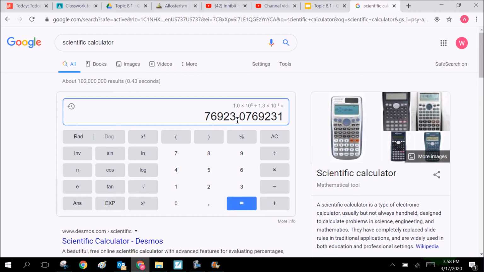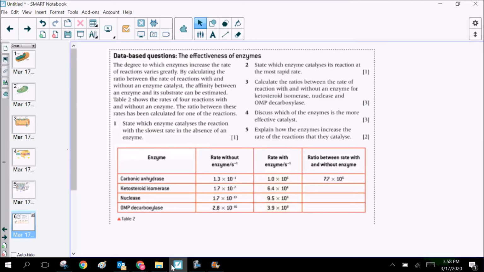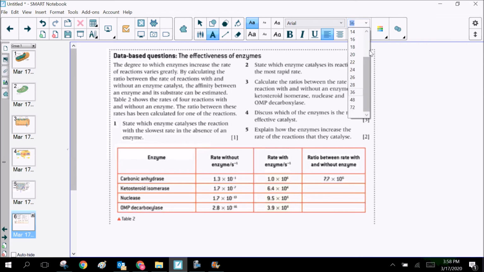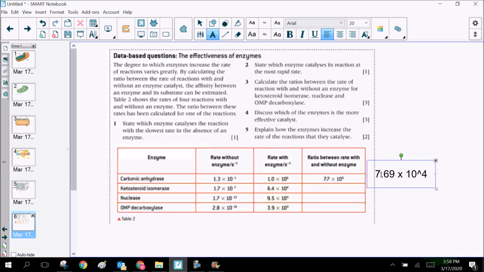So here, I'll show you what I mean. It's easier to do it than to talk about it. So I'm going to take this decimal point, and I'm going to go 1, 2, 3, 4. And that's going to give me 7.69 times 10 to the fourth. Okay, so over here, I'll make it a little bit smaller. So this is right, 7.69 times 10 to the fourth.